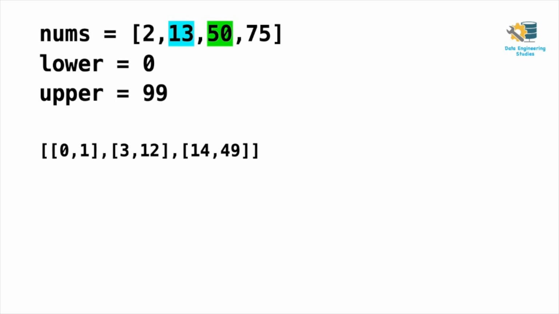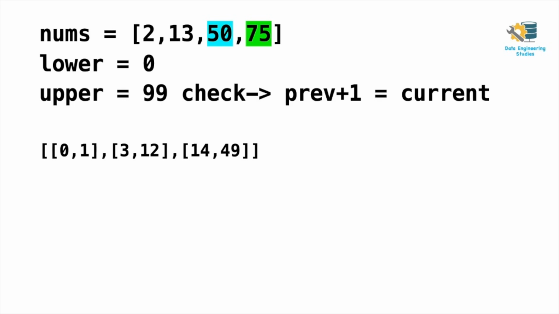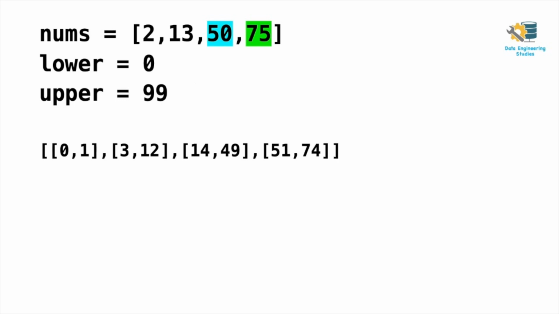Now we will iterate to the next element. Our next element is 75 and we will compare 75 with the previous element. Our previous element is 50. We will check if previous plus 1 is equal to current. In this case, 51 is not equal to 75. So we have a missing range. So we will insert 51 and 74.